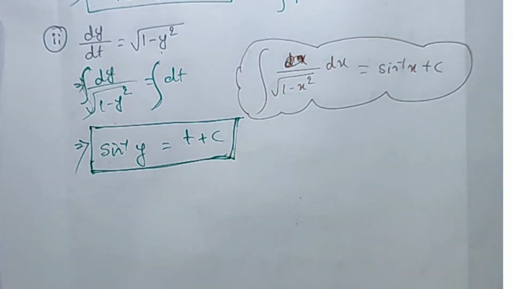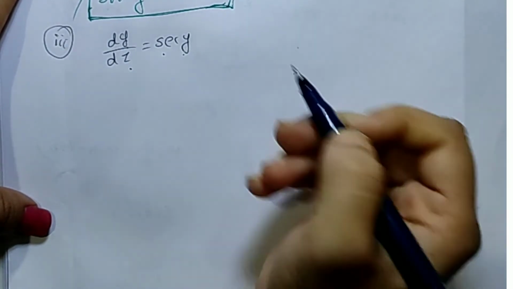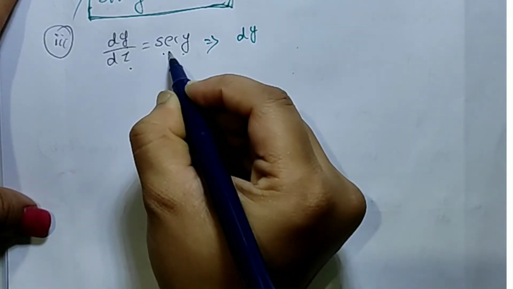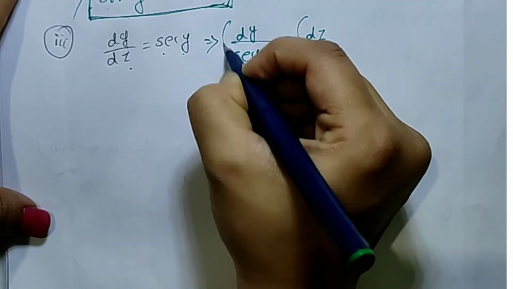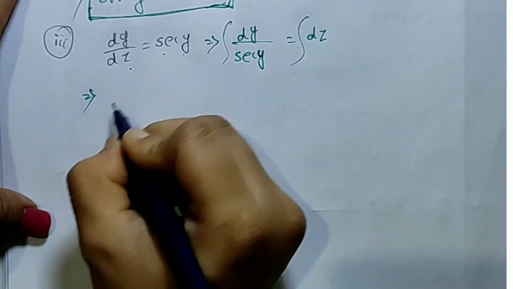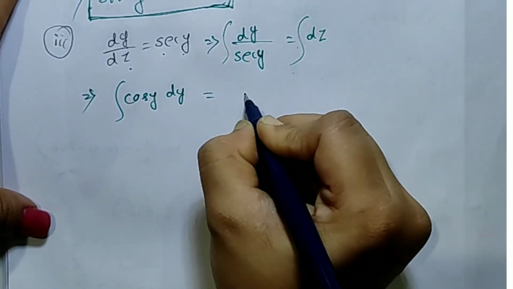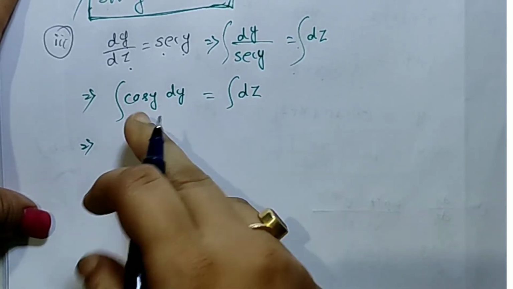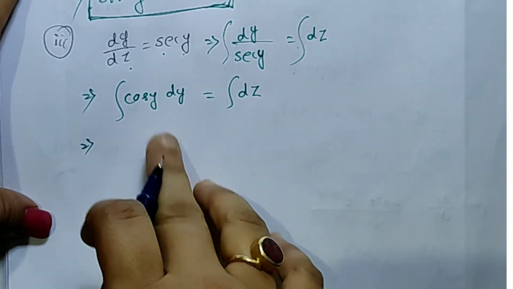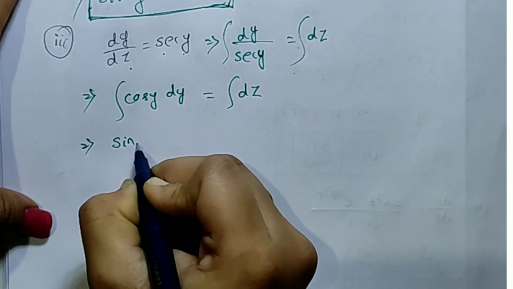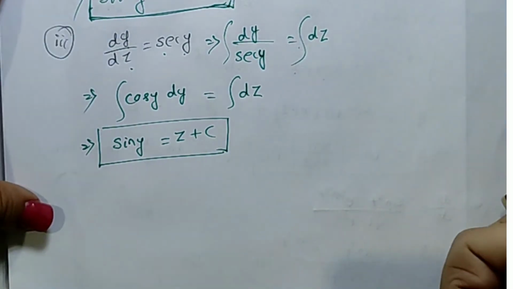Okay, moving on, the next question is dy by dz is equal to sec y. See, this is also a function of y, so we can take it to one side: dy by sec y is equal to dz. Integrating both sides, 1 by sec y will be cos y, so the integration of cos y dy is equal to the integration of dz. The derivative of sin y is cos y, so the integration of cos y will be sin y. Sin y is equal to z plus c. This is our required solution.